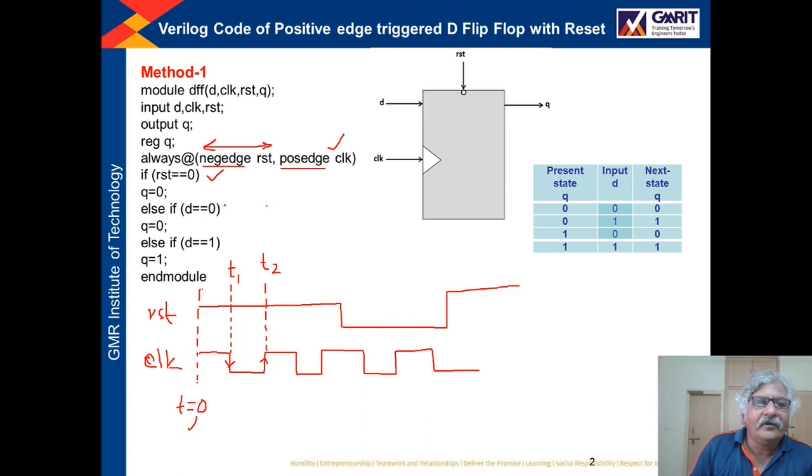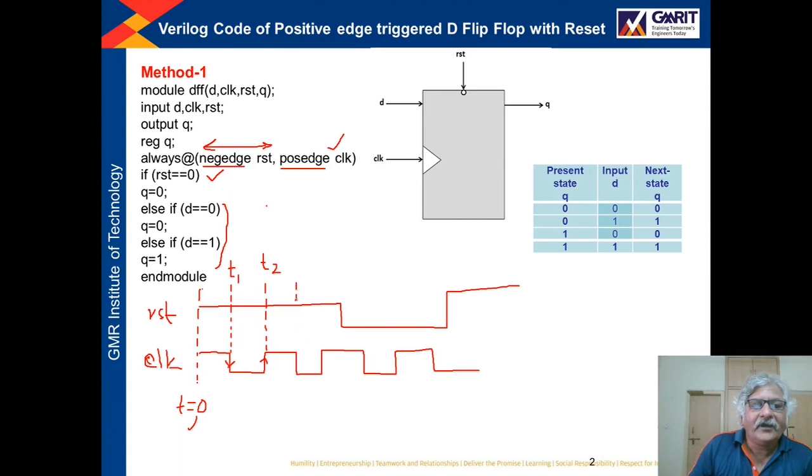Okay, so if it is 1, then the next two conditions will be evaluated. If the value of D is 0, then Q will become 0, and if D is 1, then Q will become 1, right? Right.